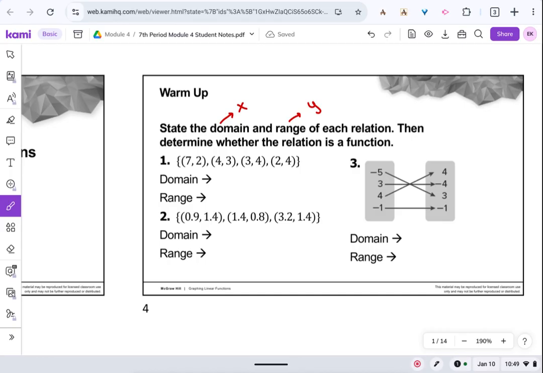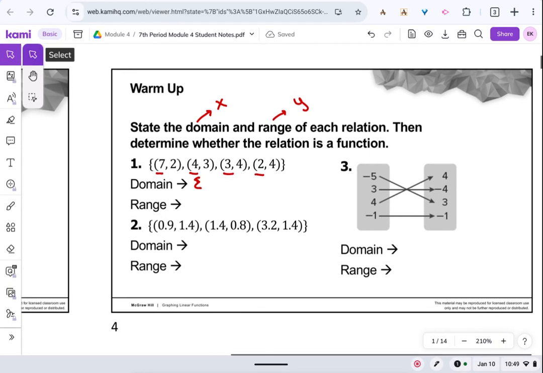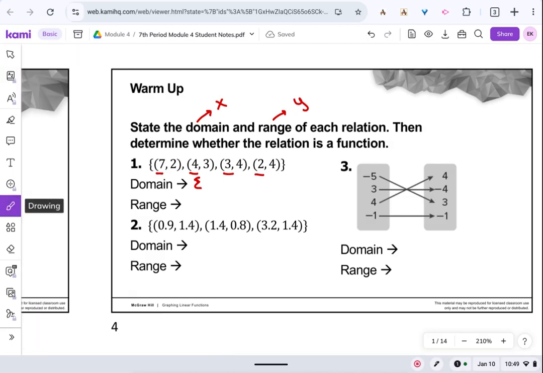Okay, so again, we're looking for domain and range in this first set of ordered pairs. Again, domain is all of the x values, so it's all of these first numbers here in this set of data. When we write domain, we are going to make sure we write those in curly brackets, so draw those as best as you can. And then we're just going to list off those numbers, 7, 4, 3, and 2. All of those are unique, so we would just list them all out.